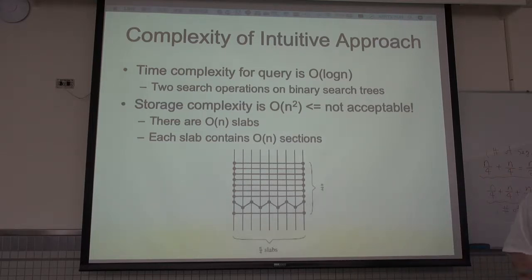So for this solution, the query time is pretty nice. In the worst case scenario it is still log n, because it takes log n to find which slab that point belongs to, and log n to find which small space the point belongs to. So it's basically 2 log n calculations. The order is log n no matter how you consider it. But the storage complexity is n squared.